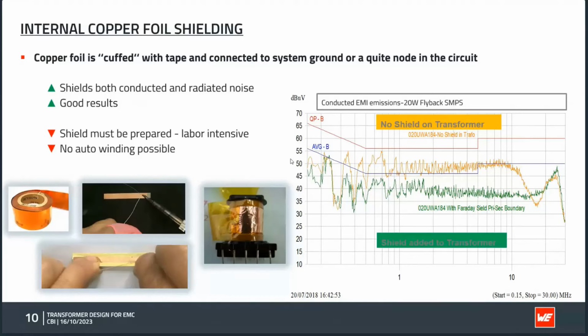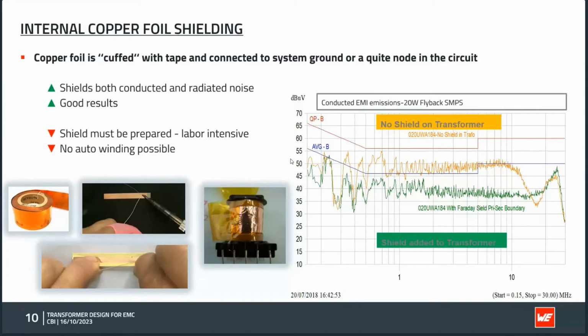First, the operator would solder a lead wire to one end of the foil, so we can later connect the start of the foil to a stable potential, for example, to ground. Then the foil is wrapped into insulation tape, and then it is inserted into the transformer.